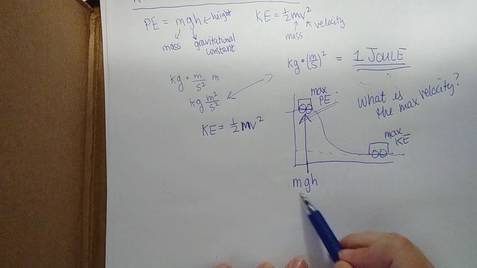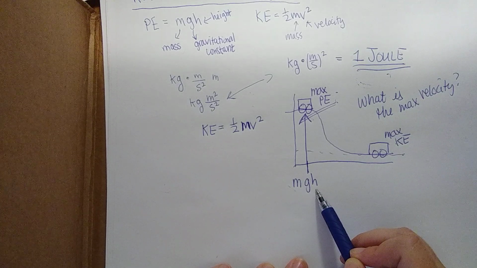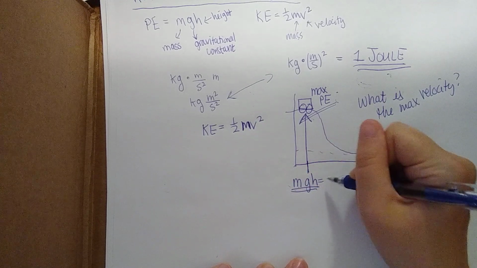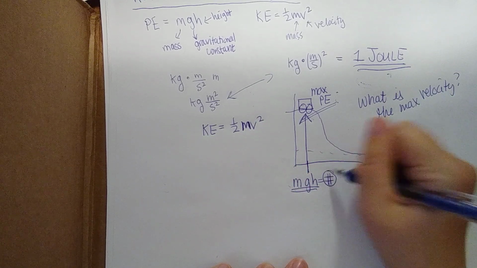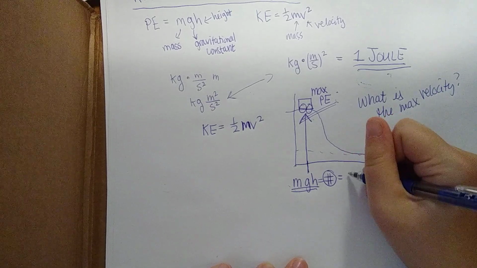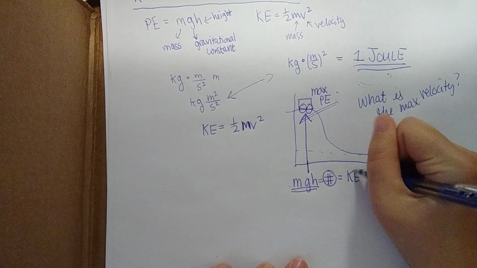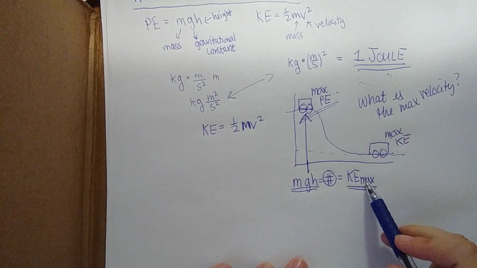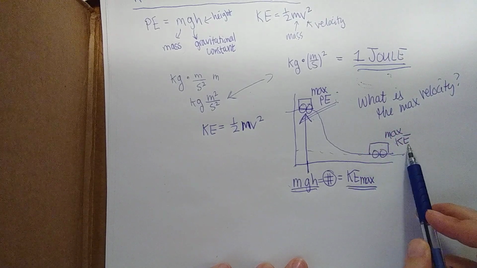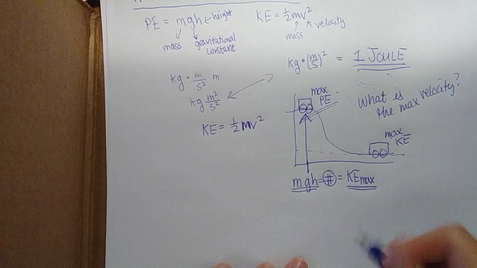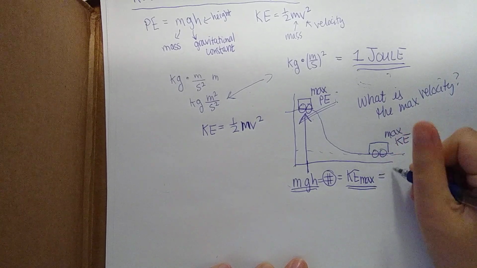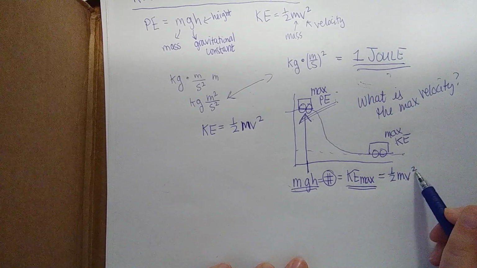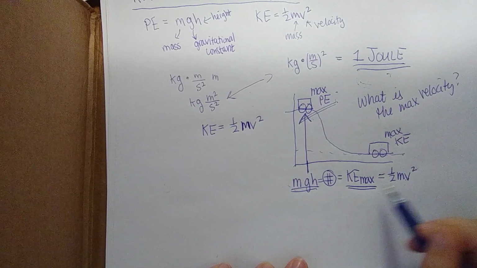I'm going to do it in general, and you can evaluate it yourself. So all of this mgh, if you were to solve for it, you would get some value, whatever number this is. And this is also going to equal the kinetic energy. So this is the kinetic energy max. So if we want to figure out the velocity at this point, we need to set this kinetic energy max equal to 1/2 mv squared, and we're going to solve for the velocity.